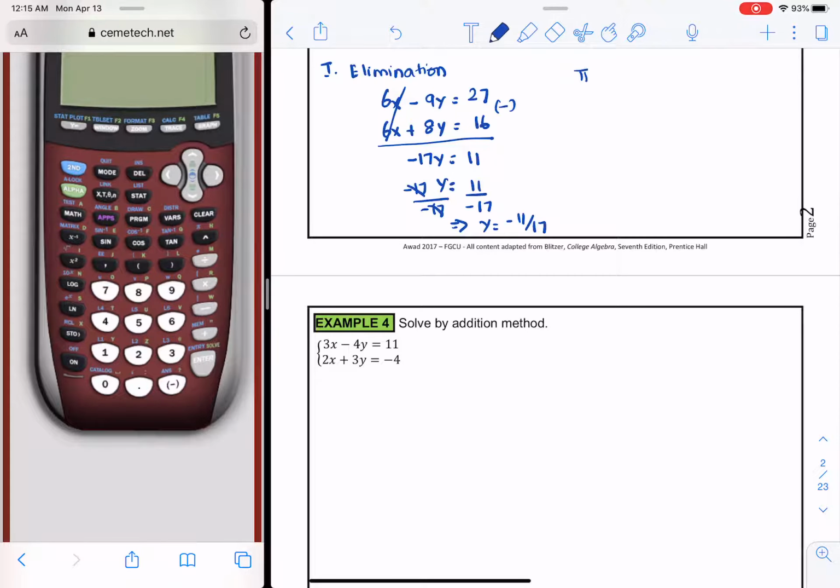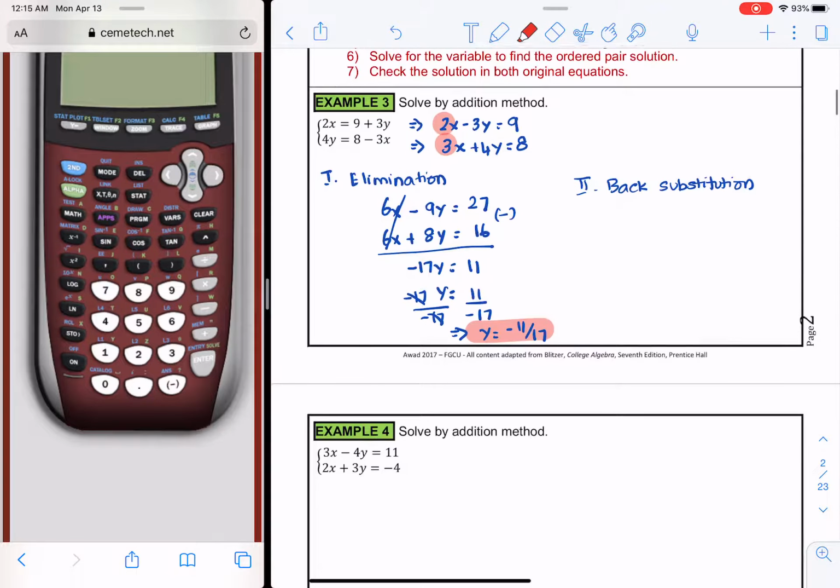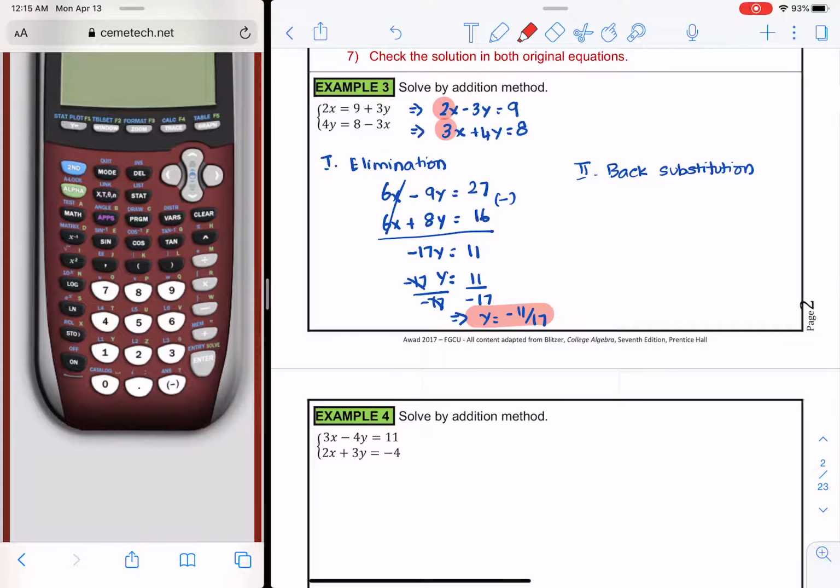The second step is back substitution. So I'm going to take the value of y that I've found. I'm going to plug it in one of the two equations. You can pick the equation that you feel most comfortable with. I'm going to go with the first one.